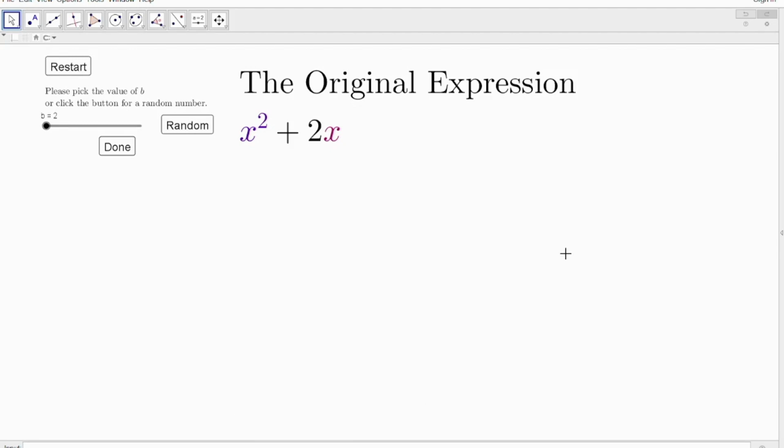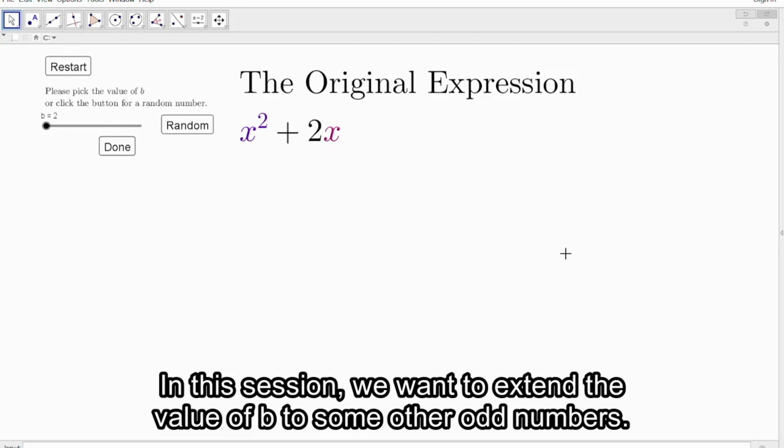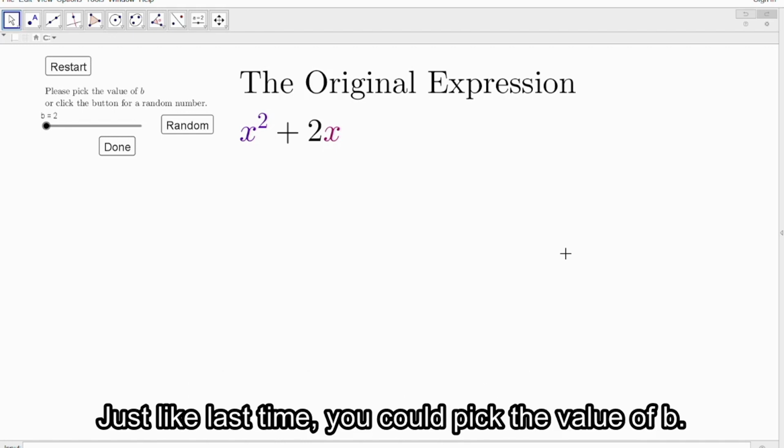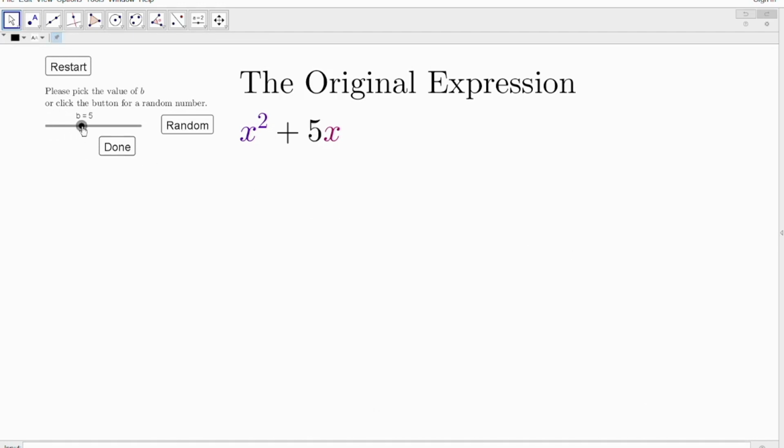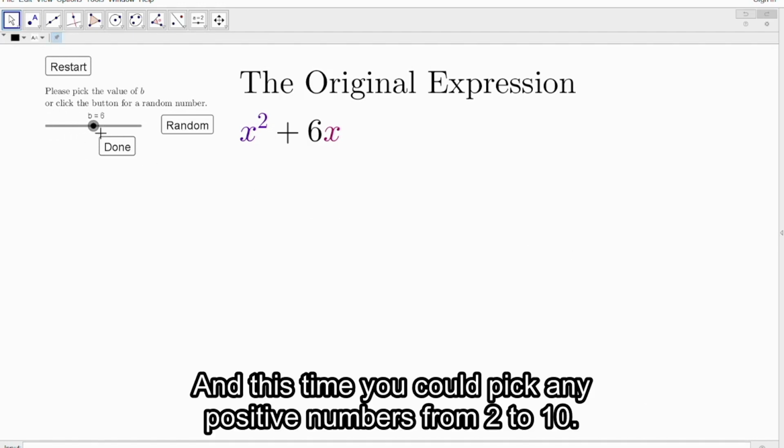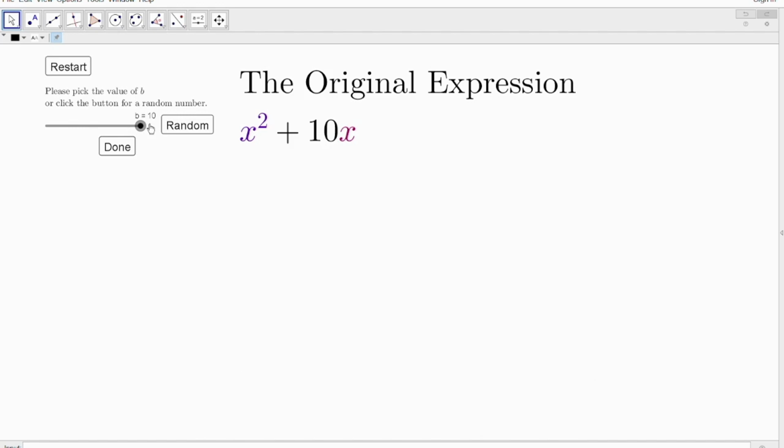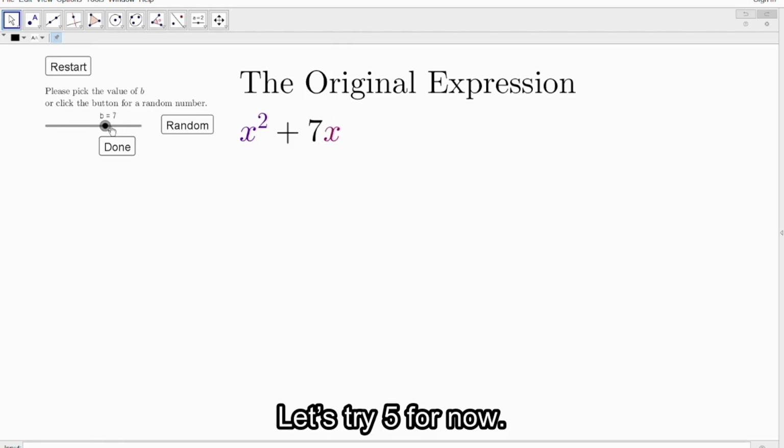Welcome to this session. In this session, we want to extend the value of b to some other odd numbers. Just like last time, you could pick the value of b. And this time, you could pick any positive numbers from 2 to 10. Let's try 5 for now.